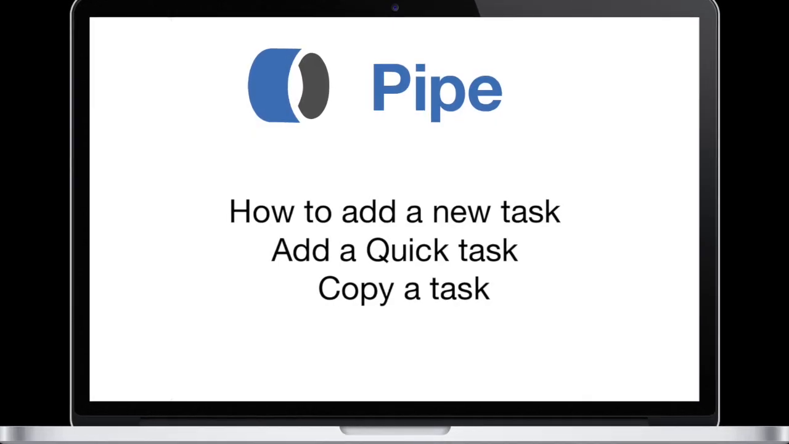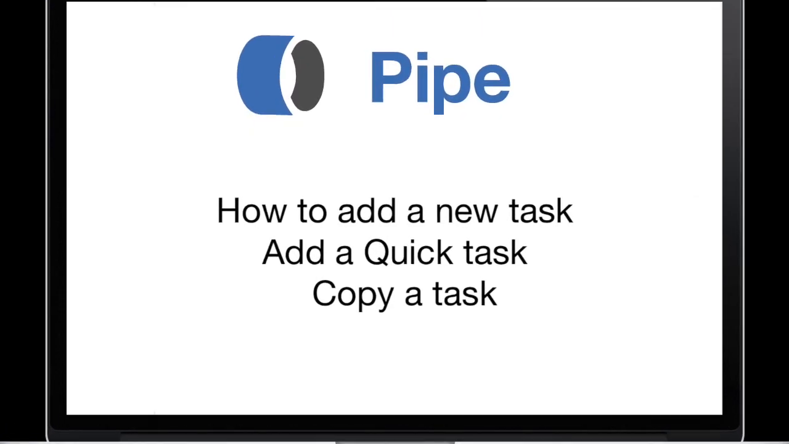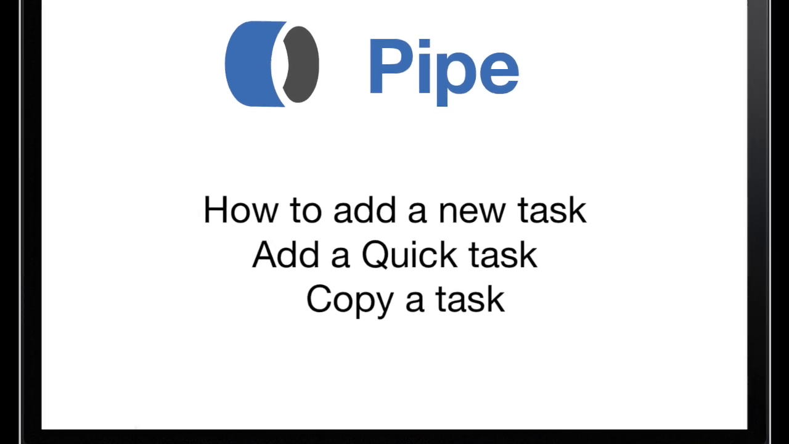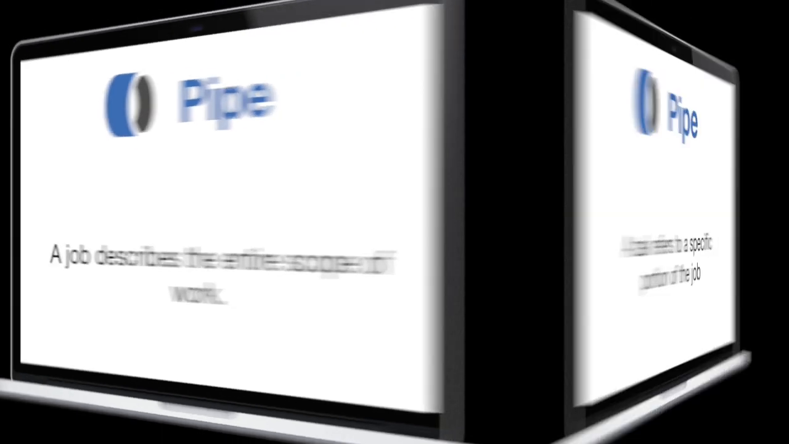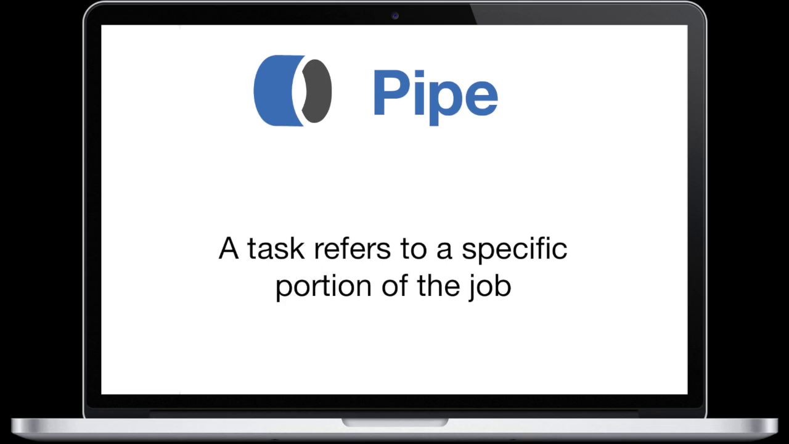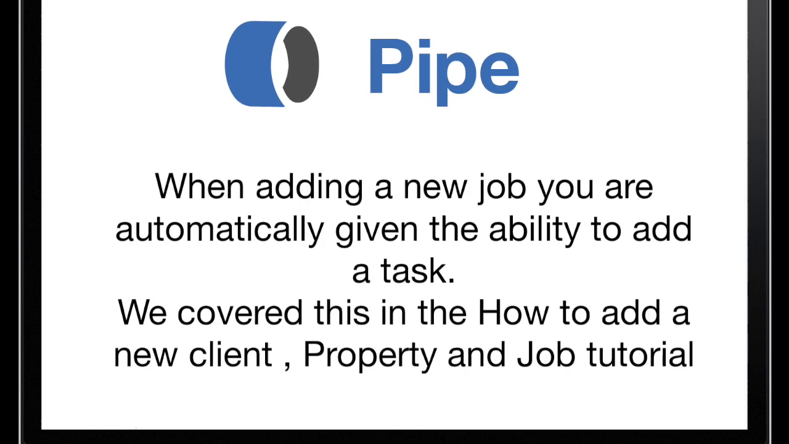In this tutorial we will look at how we add a new task, add a quick task, and copy a task. Before we add a new task, let's recap on the difference between a job and a task. A job describes the entire scope of work, whilst a task refers to a specific portion of the job. There are several ways to add a new task.